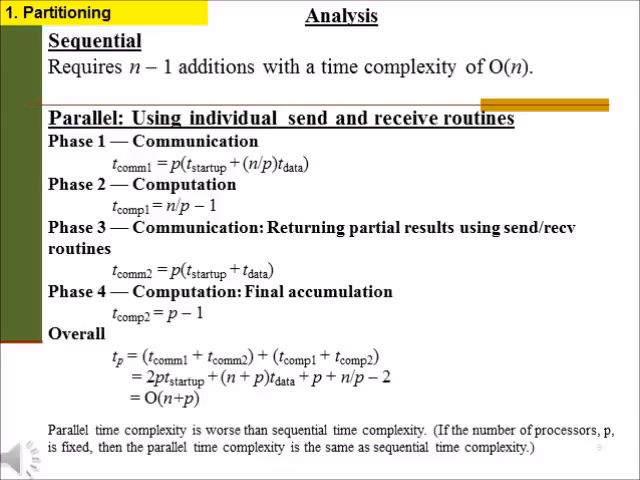Returning partial results using individual send and receive routines has a communication time as shown in the part of this slide labeled Phase 3. For the final accumulation, the master has to add the p partial sums, which requires p minus 1 steps, as shown in the part of this slide labeled Phase 4. The overall execution time for the problem using send and receive is shown in the part of this slide labeled Overall.